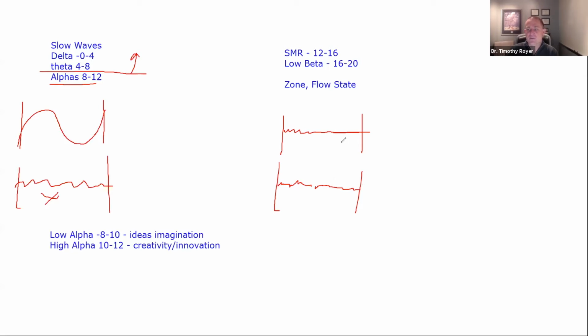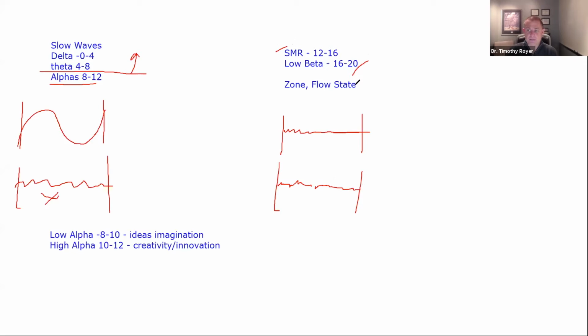The real engagement of thought occurs right around 12 hertz. Then up to 20, we're going to have the zone and flow states, but the ideal spot for that is 12 to 16.